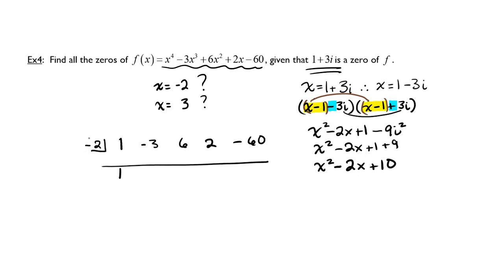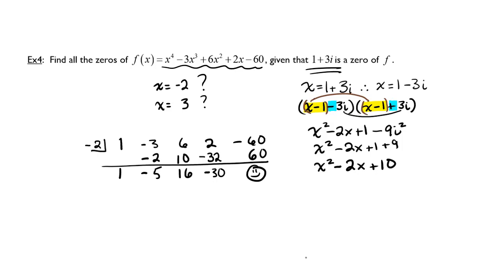So dropping the 1 down, negative 2 times 1 is negative 2. Negative 2 plus negative 3 is negative 5. Negative 2 times negative 5 is positive 10. 6 plus 10 is 16. Negative 2 times 16 is negative 32. 2 plus negative 32 is negative 30, and negative 2 times negative 30 is positive 60. And sure enough, that is a factor.